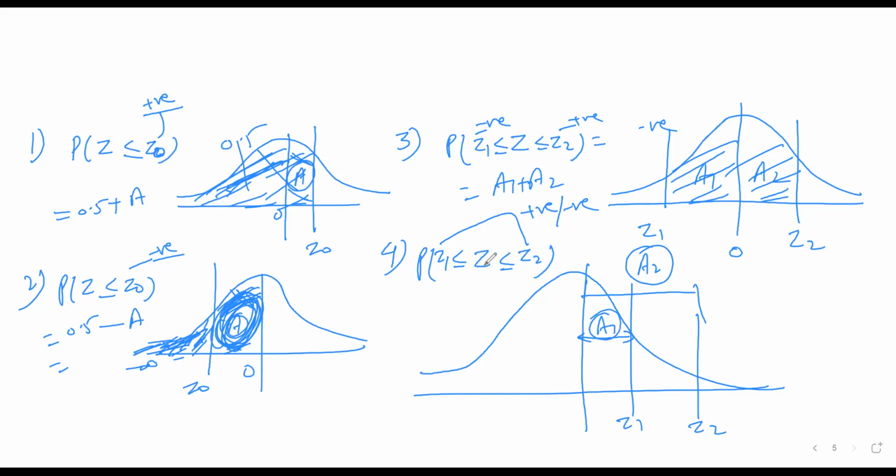So I need to find out that Z must be greater than Z1, meaning this side, and this should be less than Z2. That means I can say the common region will be this one. So we can say it will be equal to A2 minus A1. You need to indicate it like that to solve the problem.